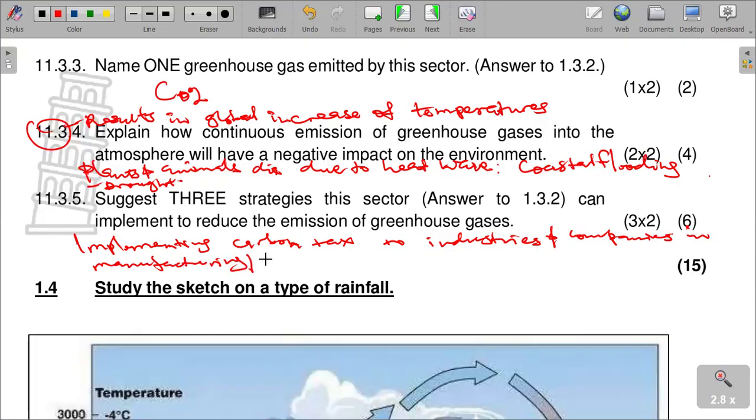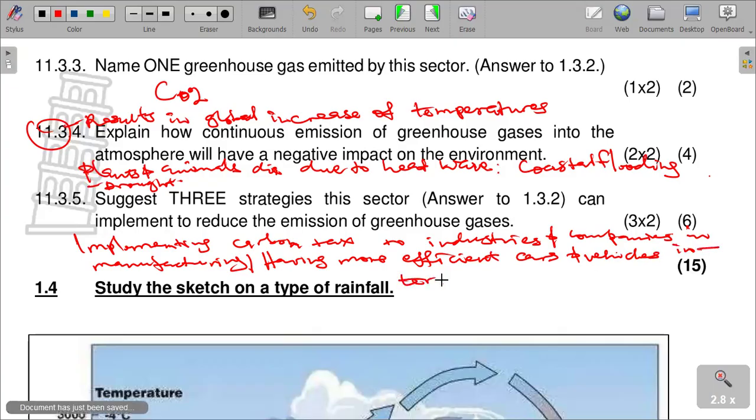We can talk about also having more efficient cars and vehicles in terms of what? In terms of engine combustion.